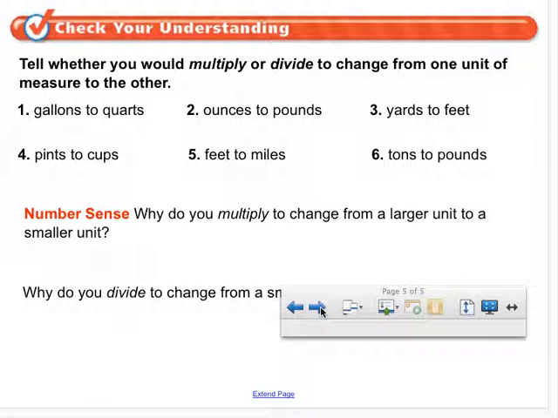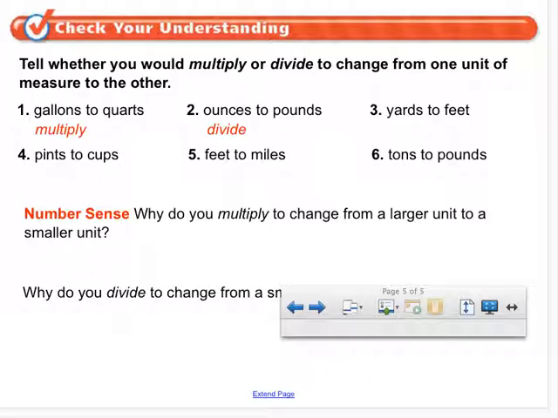Now, this is what it said earlier. From gallons to quarts, am I going from large to small or small to large? Gallons are larger than quarts. So in order to convert, we're going to multiply. Pints, actually, ounces to pounds. Is that small to large or large to small? So is it going to be multiply or divide? Is that small to large or large to small? Just answer my questions and stop arguing.